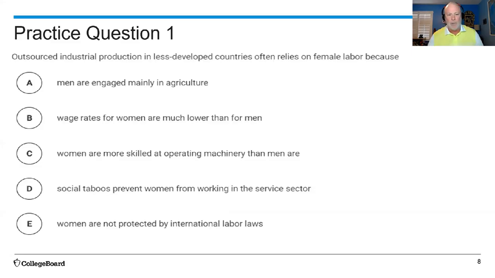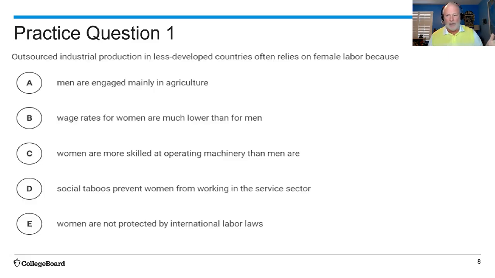So let's practice a few questions. Outsourced industrial production in less developed countries often relies on female labor because... So we look at our answer choices here. What do we know? We've talked about the education of women, and we've talked about development opportunities. Well, look at our answer choices. In the agriculture unit that you did a couple of AP Dailies ago, women do a lot of work in agriculture in developing countries as well.